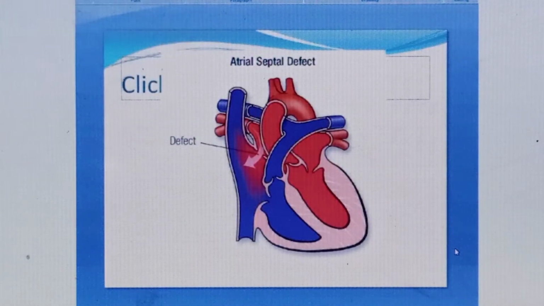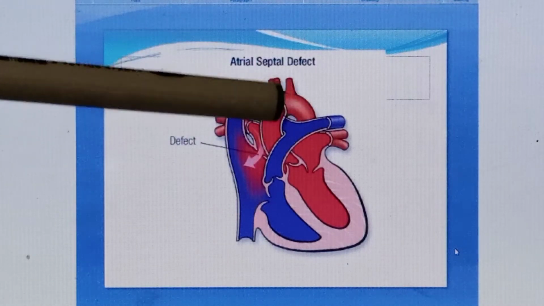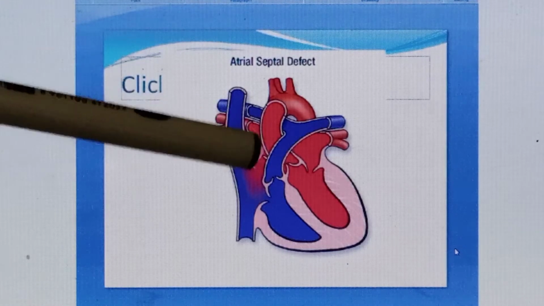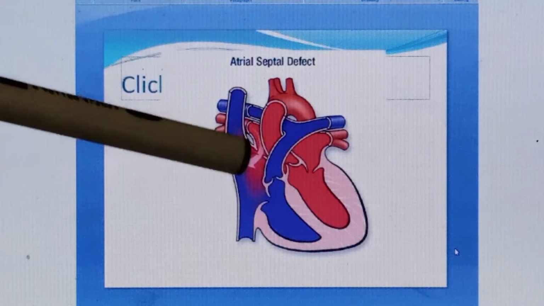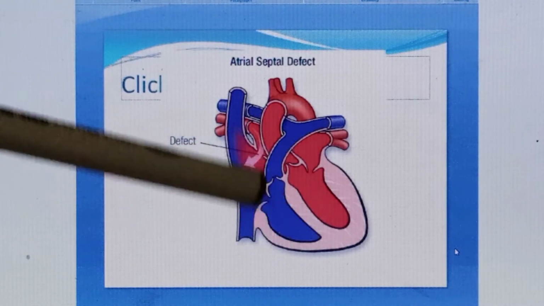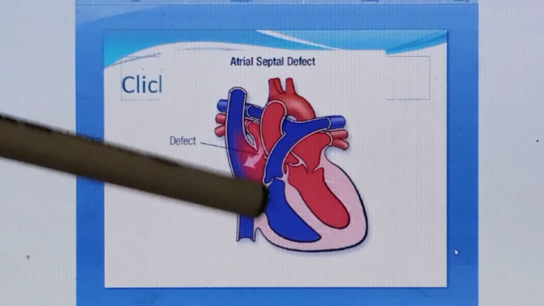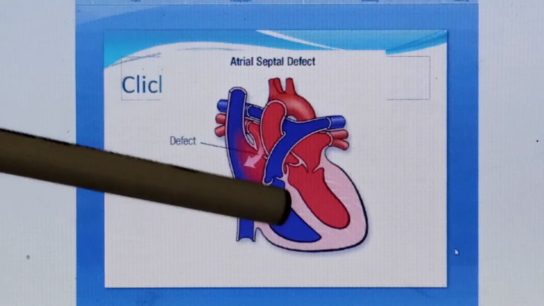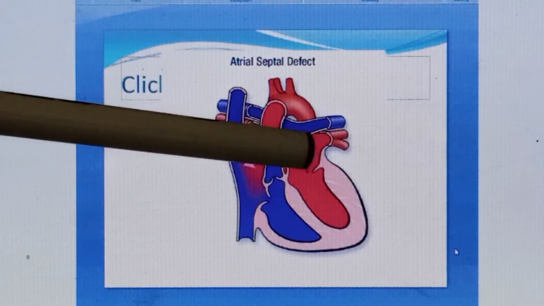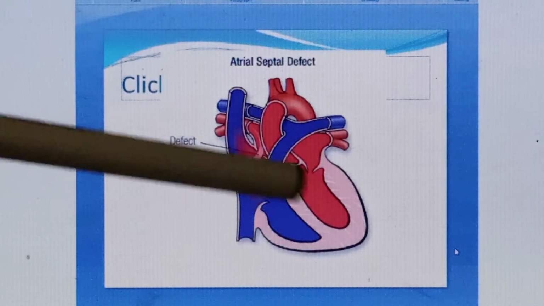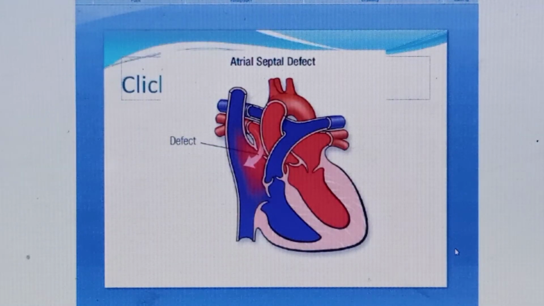Now look at this diagram. As you can see here, in the interatrial septum, there is a shifting of blood from the left atrium into the right atrium. And from the right atrium, when there is a volume overload, this blood enters through the tricuspid valve into the right ventricle. So there is a volume overload in the right ventricle as well. It leads to enlargement and hypertrophy of the right ventricle, and there is a shifting of this blood into the pulmonary circulation. As a result, at the later stages, pulmonary hypertension develops in these patients along with right ventricular hypertrophy. So this is basically atrial septal defect.